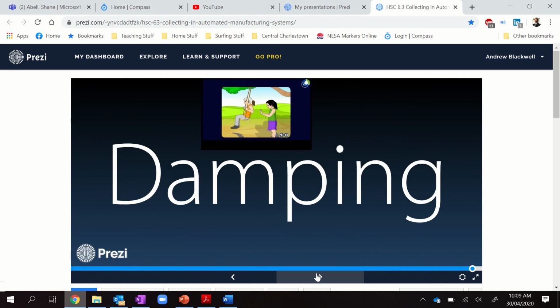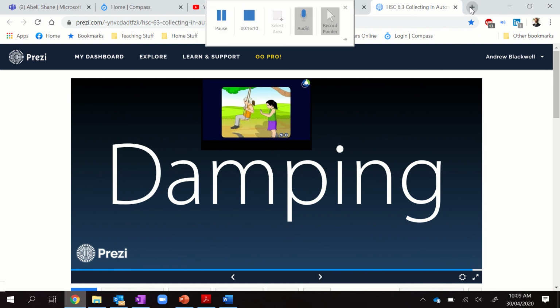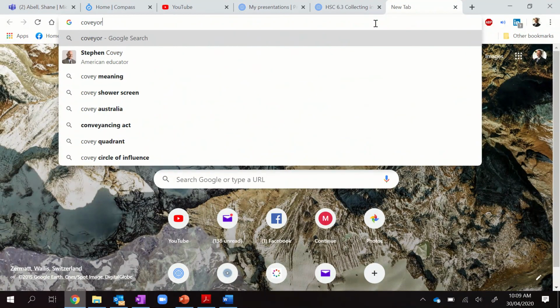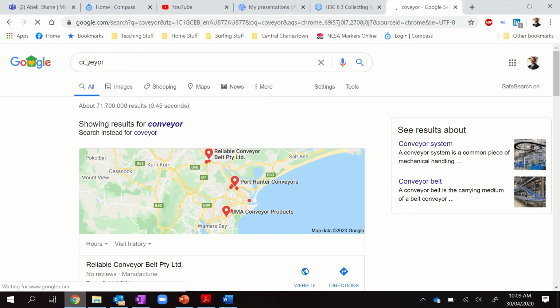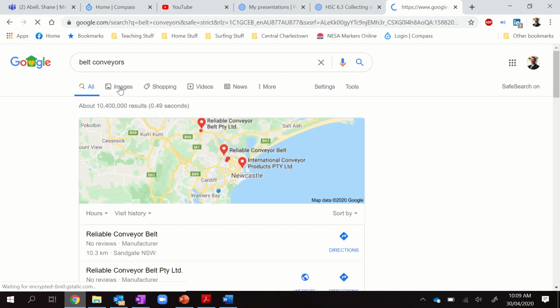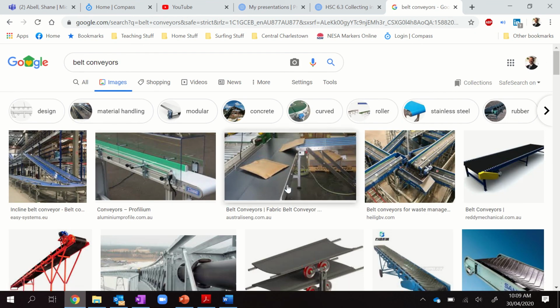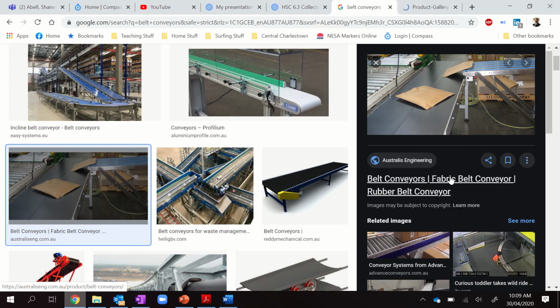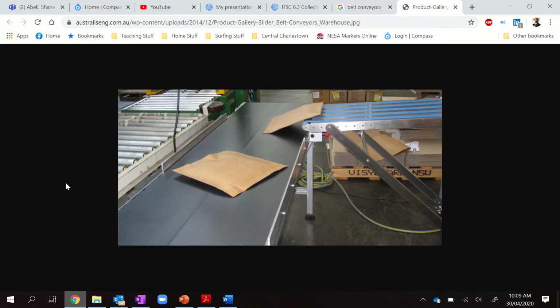Then we have another thing called damping. Now, damping is where, in automated manufacturing systems, I want you to picture a conveyor. So I will Google conveyor. I spelled it wrong. I meant conveyor belt images. Alright, so let's have a look at this image here, and I'll blow it up so that it's big, and I'll explain to you what damping is.